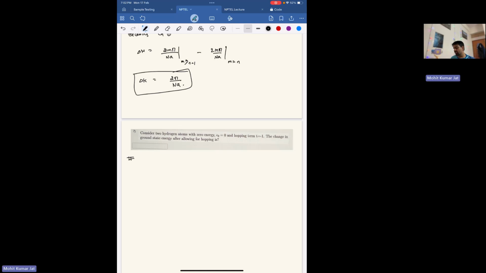So what the question says is that there are two hydrogen atoms with zero energy. Let's say that phi1 is the wave function of the first hydrogen atom, and phi2 is the wave function of the second hydrogen atom.